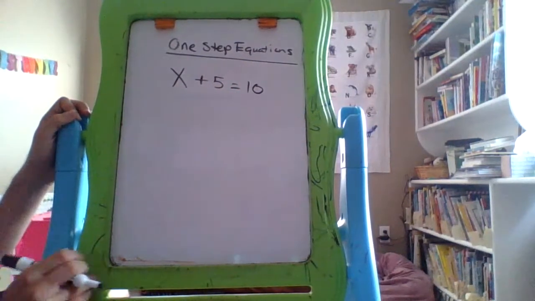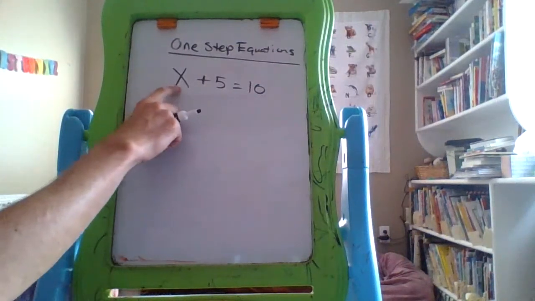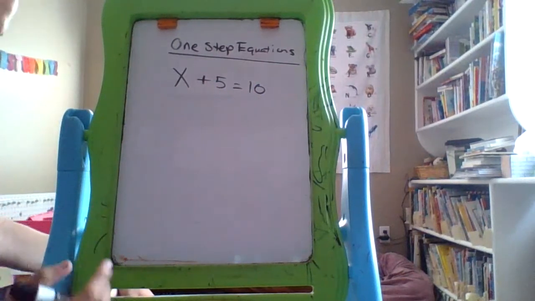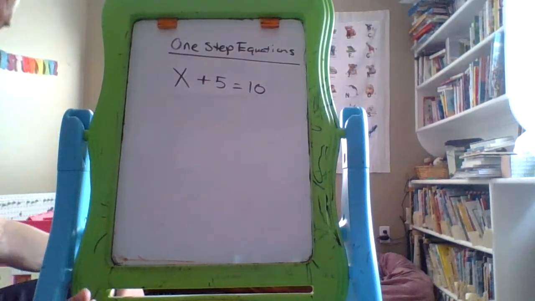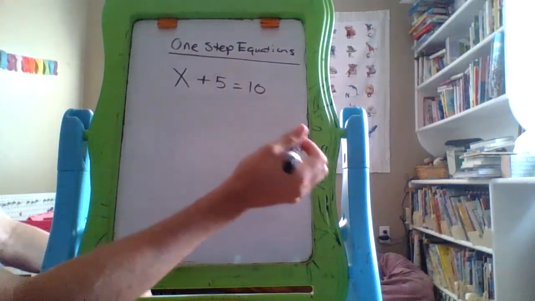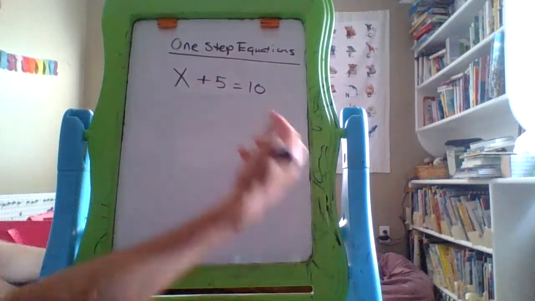So this one's pretty easy to do, and you can probably do it in your head, and this is just saying that there's some number plus 5 equals the number 10. You can probably figure out what number that is. But when we solve these one steps, I'm going to show you the methods or the ways that you solve, so when you get to more complex equations, it's not as tough.